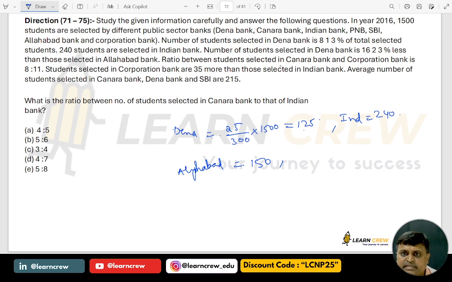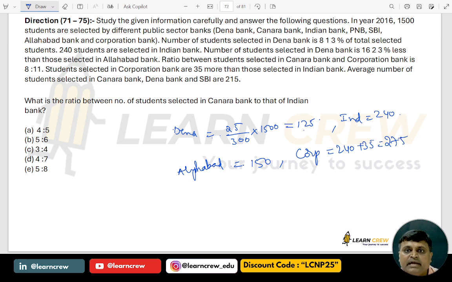Ratio between the students selected in Canara Bank and Corporation Bank is 8:11. So now the remaining number of students selected in Corporation Bank. 240 students are selected in Indian Bank. Students selected in Corporation Bank are 35 more than those selected in Indian Bank. So Corporation Bank is equal to 240 plus 35, which is 275.